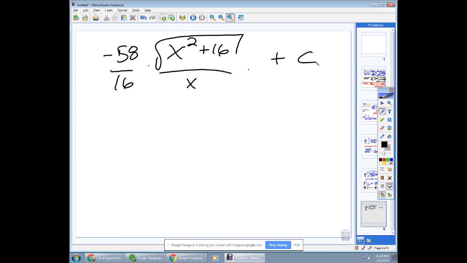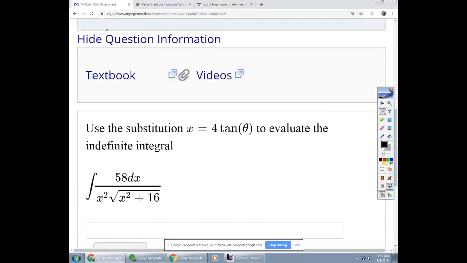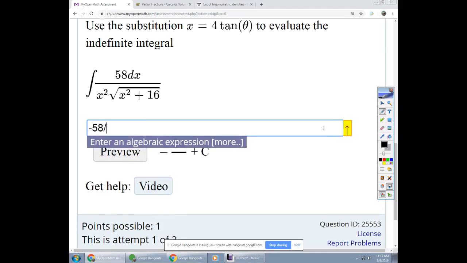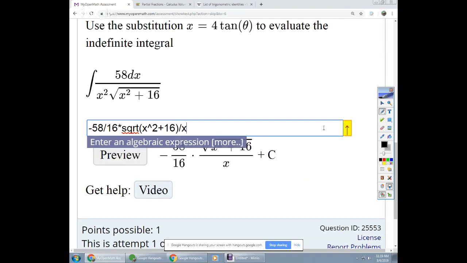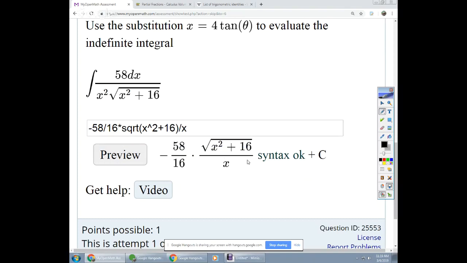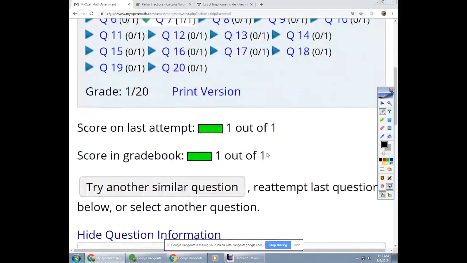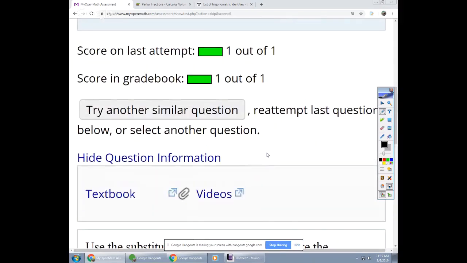I was excited. Let's see what my open math thinks about that. So negative 58 over 16 times the square root of x squared plus 16 over x, and they added the plus c for me. Very much. Does that look right? That looks right. Ooh, we got a check. All right, let's try another.